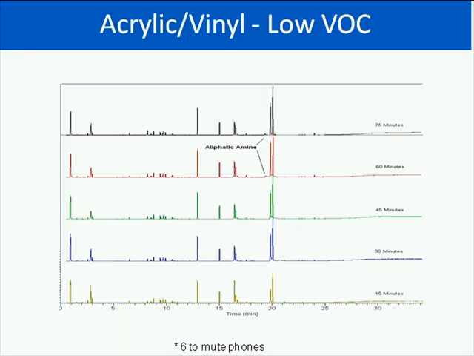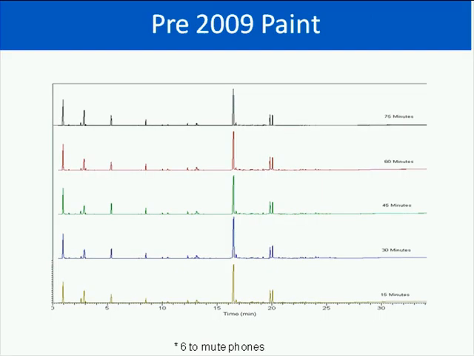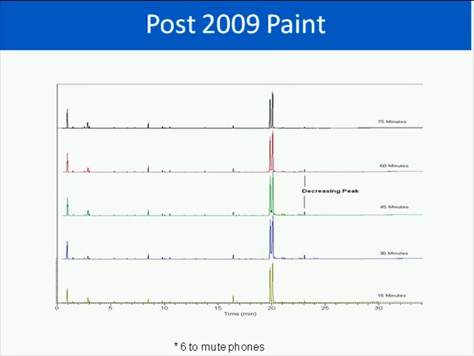Moving on to ceiling paint. Again, this is another paint that's very stable, and we didn't really see any peaks increasing or decreasing over the unit time. To the pre-2009 paint, similar results. Not a lot changed. The peaks all stayed there. We didn't see any increasing peaks or decreasing peaks. When we moved to the post-2009 paint, one of the peaks did decrease as we kept it in the platen for longer times.